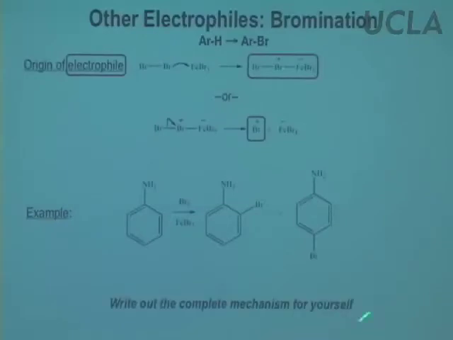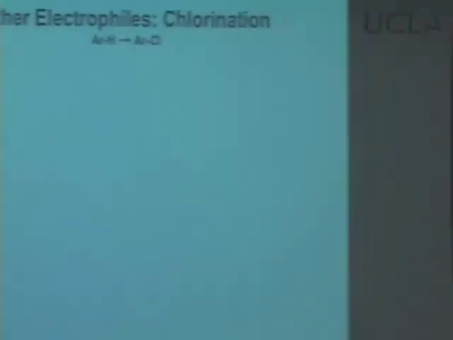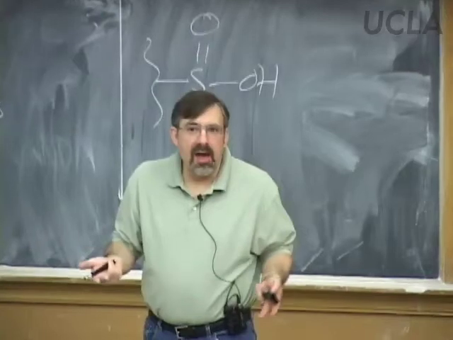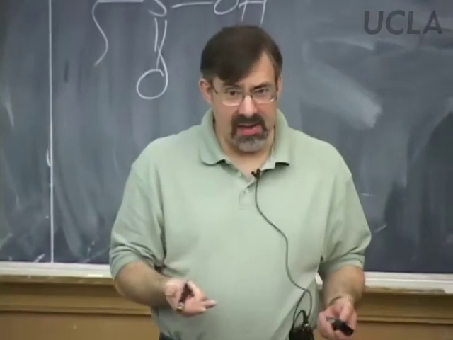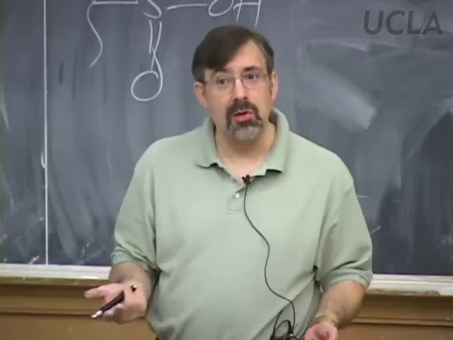All right, and again, for practice, write out the complete mechanism by yourself. All right, let us imagine we wanted to put a chlorine on the benzene ring. So replace a hydrogen with a chlorine. By parallel with what we just did, I mean, bromine and chlorine are in the same column of the periodic table. They have a lot of similarities, especially in their mechanisms, and so we might predict, let's just use Cl2 instead of Br2. That's a good prediction.